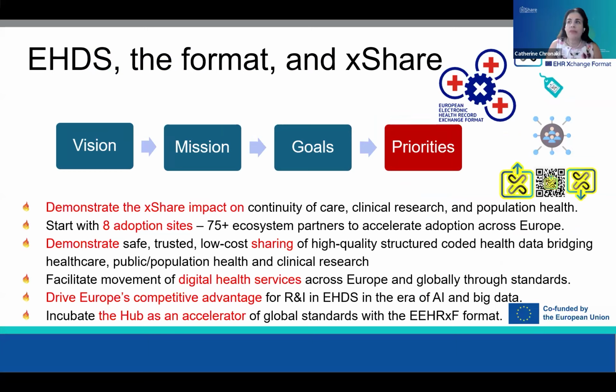The first one is to demonstrate the impact of EEHRxF across continuity of care, clinical research, and population health, so that citizen science becomes a reality. We start with 8 adoption sites, but we would like to expand to 75 additional ecosystem partners and accelerate adoption across Europe, and demonstrate together safe, trusted, low-cost sharing of high-quality structured data, so that we can show the value of bridging healthcare, population health, and clinical research.